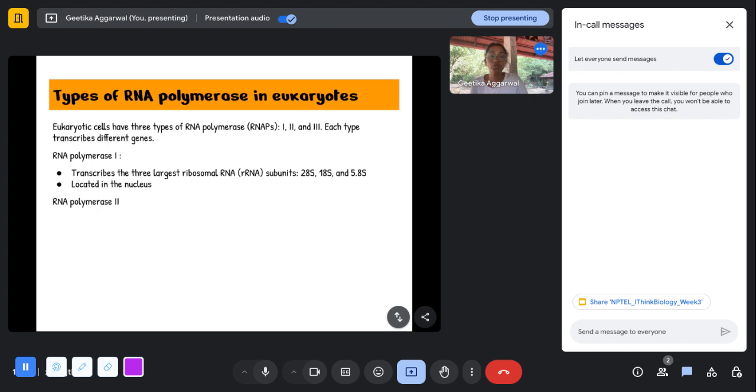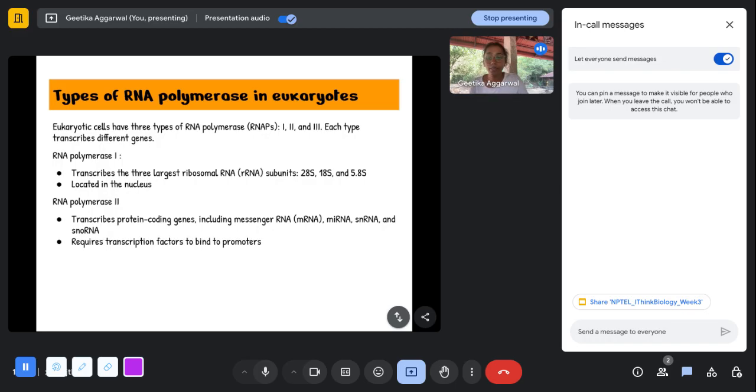RNA polymerase 2, which is the one that is most frequently talked about because it transcribes protein coding genes, transcribes mostly mRNA, microRNA, snRNA, which is small nuclear RNA, and snoRNA, small nucleolar RNA. And it requires transcription factors to bind to the promoters. Transcription factors are another term: these are proteins which help bind the RNA polymerase to the promoters.